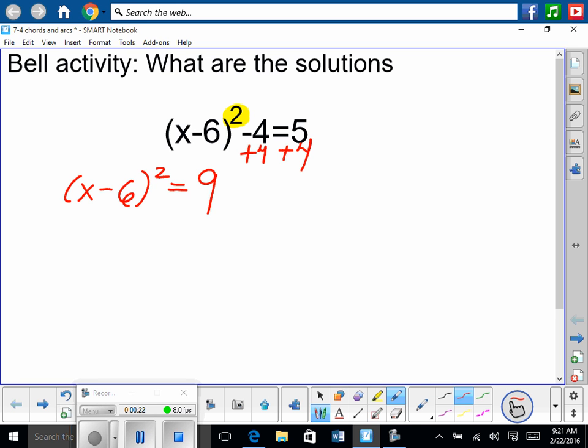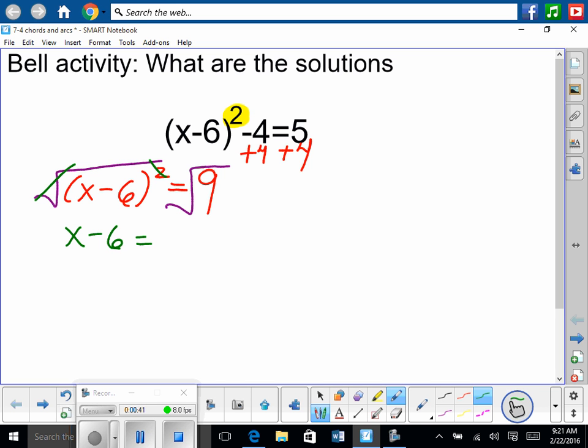Now, it's this square, so to undo the square, we can square root both sides of the equation, right? Yep. So then root cancels out with power, leaving us with x minus 6 is equal to. Now, here's what a lot of you just messed up. You messed it up right here.